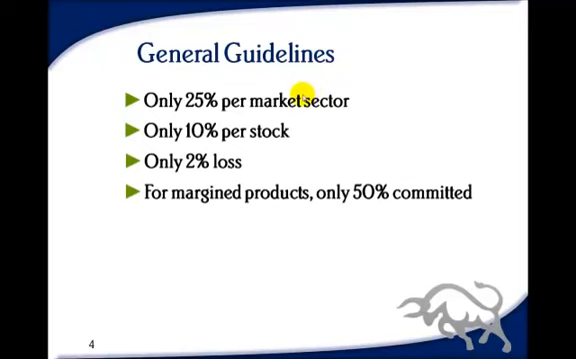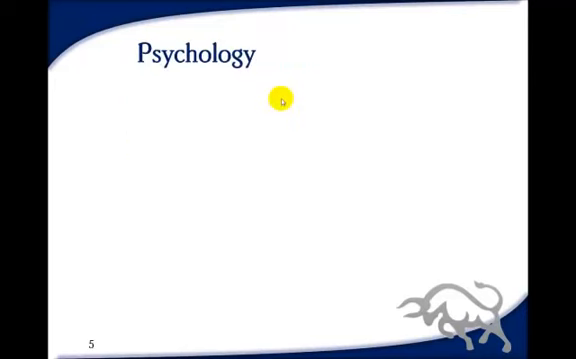And just one for margin products like futures, or anything that would cause a broker to ask you for more money if it was going the wrong way. As a general guideline, don't put more than half of your trading capital into that choice in your trade, and obviously some of the other capital may be covered in the margin, so you're going to keep some in reserve for that. Psychology is a big issue.